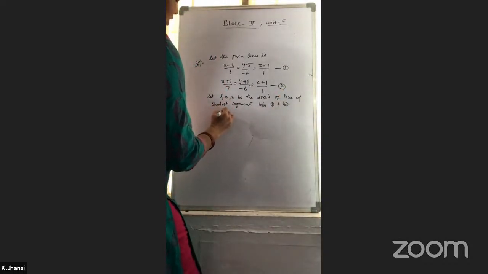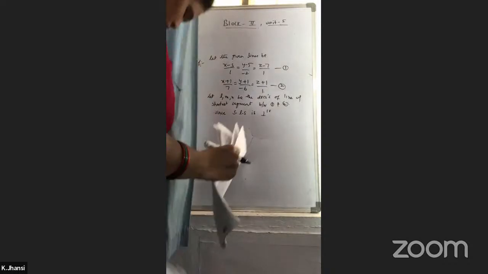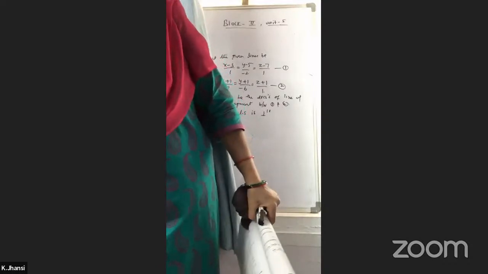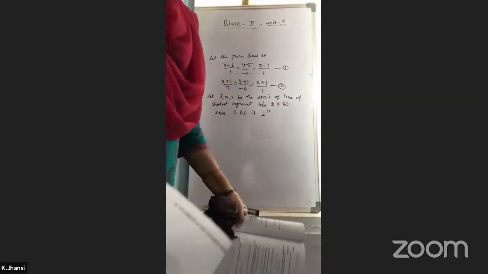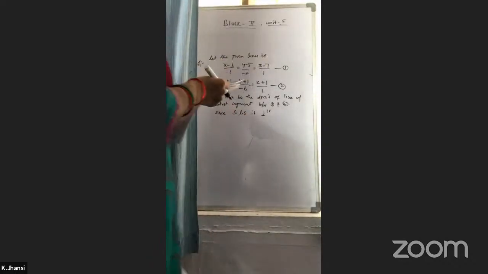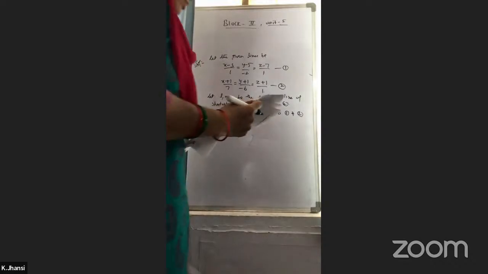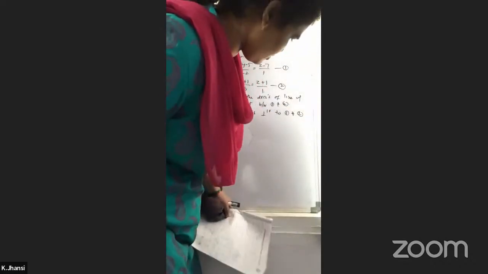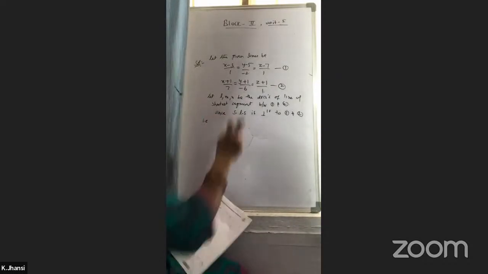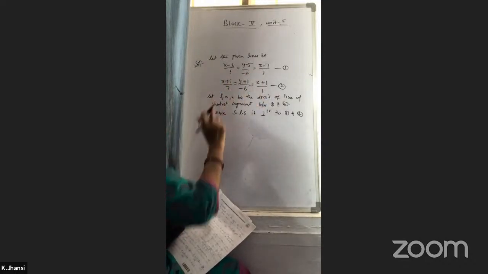Since the shortest line segment is perpendicular, as we have just seen through the diagram, it will be perpendicular to both lines AB and CD. So whenever they are perpendicular, we have to apply the condition of perpendicularity. These are L1, M1, N1, L2, M2, N2, and here L, M, N are the direction cosines.